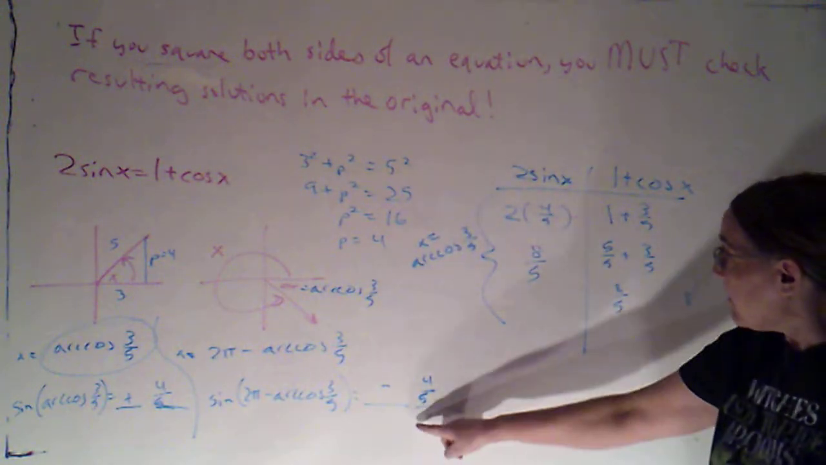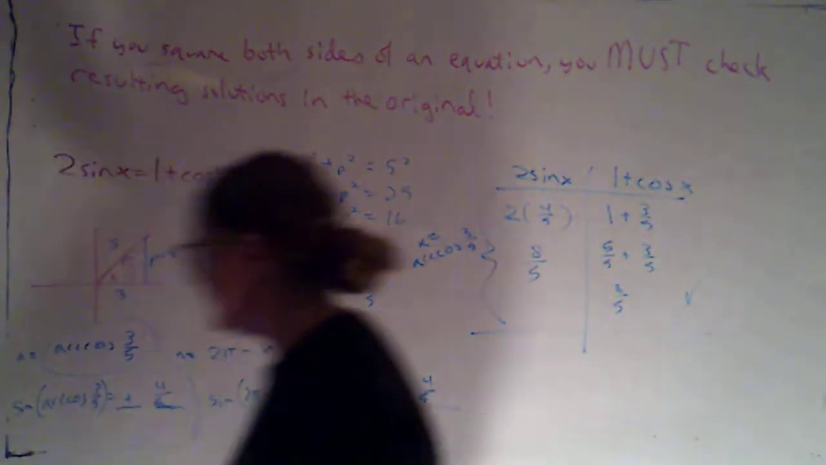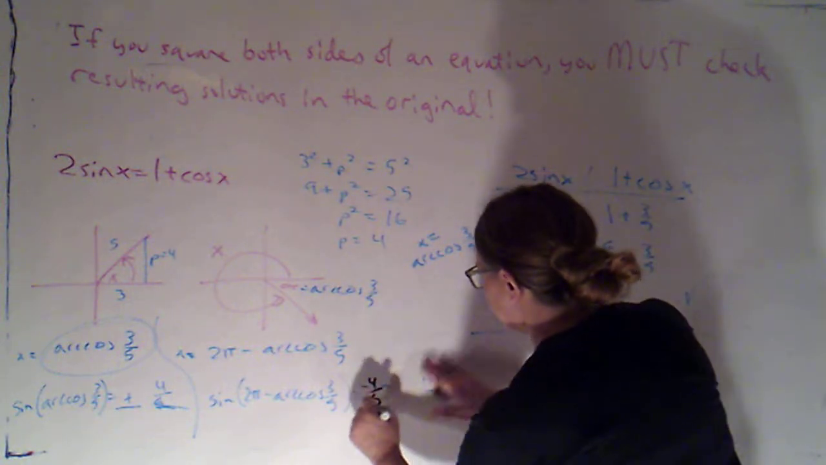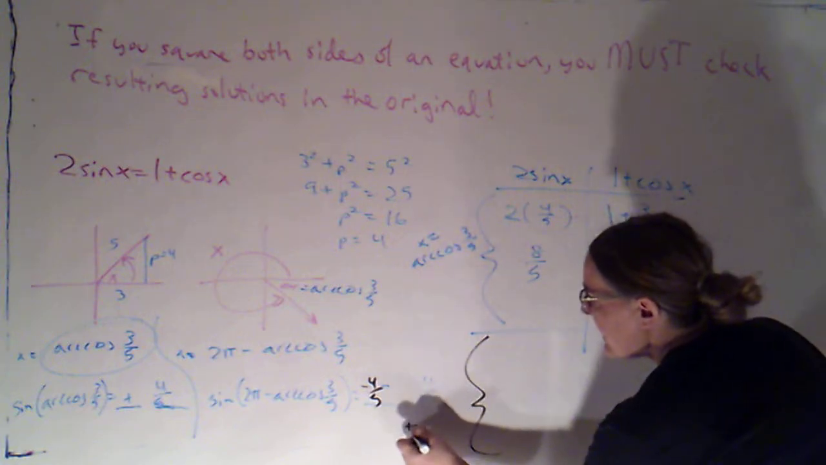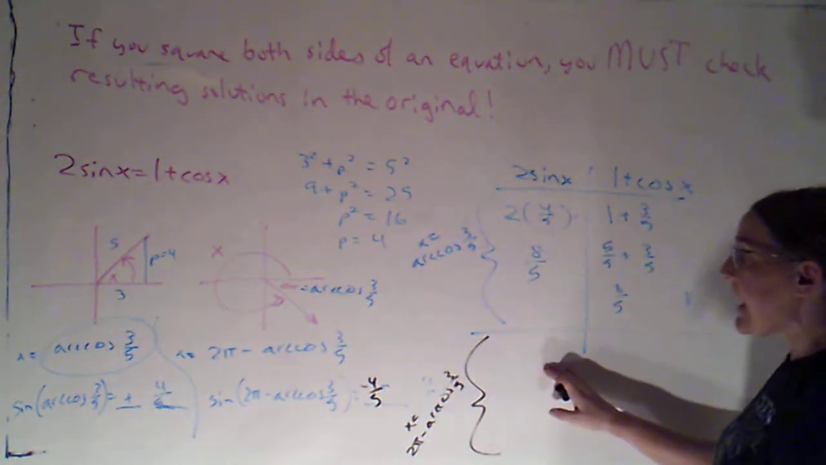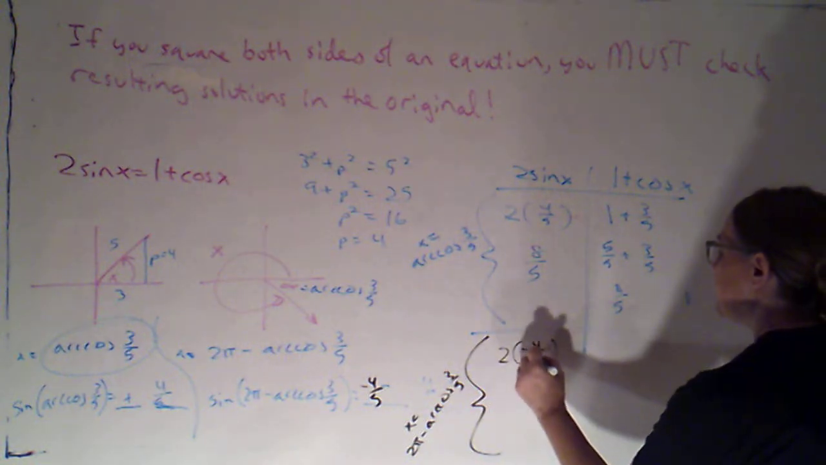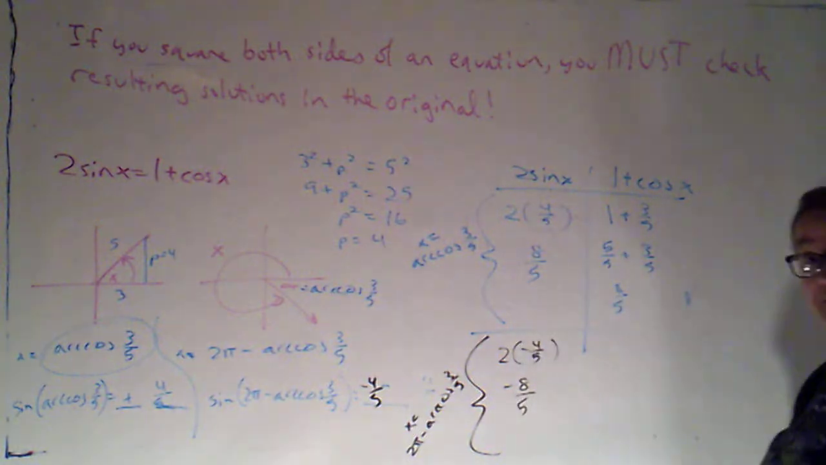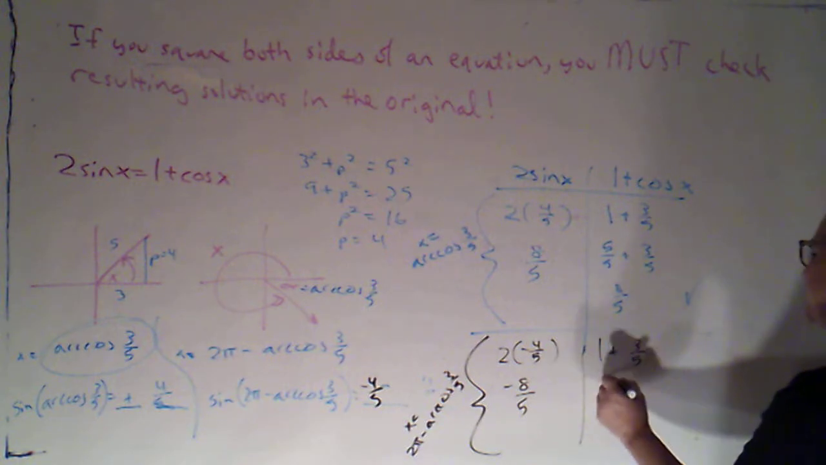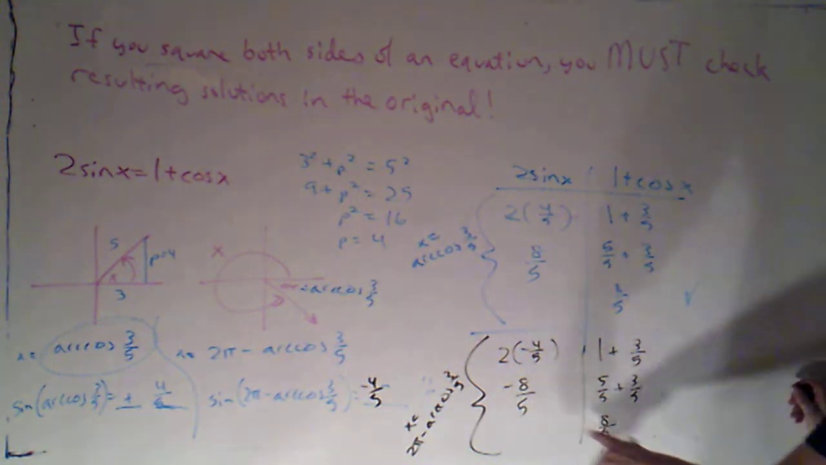Okay. Now, I want to check again. Yeah, with a better marker. Good grief. I want to check again. Oops. Let's keep track of that was negative 4/5. If x is equal to 2 pi minus arc cosine of 3/5. Now, here we said sine would be negative 4/5. So 2 copies of sine would be 2 times negative 4/5, which would be negative 8/5. 1 plus cosine of x is still 1 plus 3/5. That's still 5/5 plus 3/5. That's positive 8/5. They're not the same.